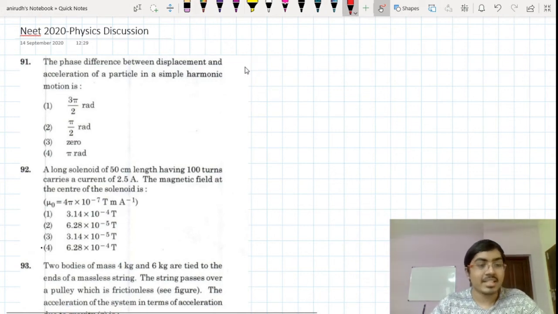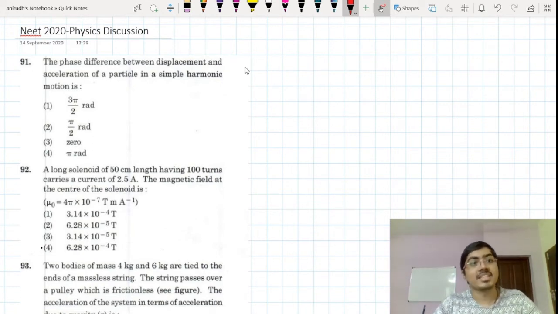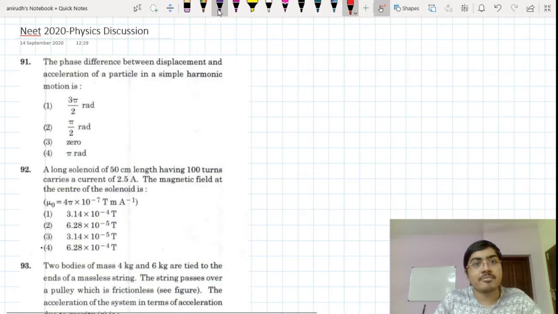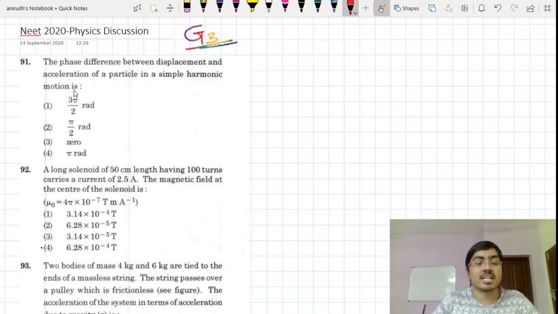So hello friends, this time let's talk about the discussion of the physics part of NEET 2020, and the code that I am going to use for this discussion is code G3, right? So in code G3, questions 91 to 135 are from the subject of physics, and the first question is this.